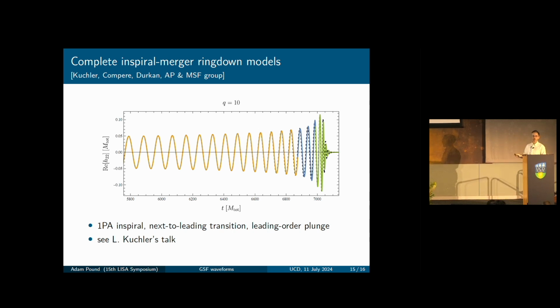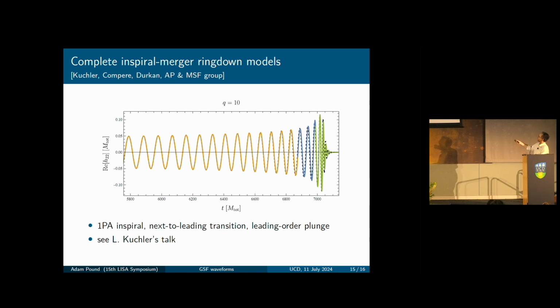This is still doing first principles self-force calculations, but using different methods in each regime. So here is the 1 PA multi-scale, 2-time scale framework I showed you before. Then as the small object gets close to the innermost stable circular orbit, it transitions into a different dynamics, which we call the transition to plunge. We use a different model there. We're going to next to leading order in that approximation. And then you have a very rapid plunge of the small companion into the big black hole. That generates the merger signal and the ringdown at the end.